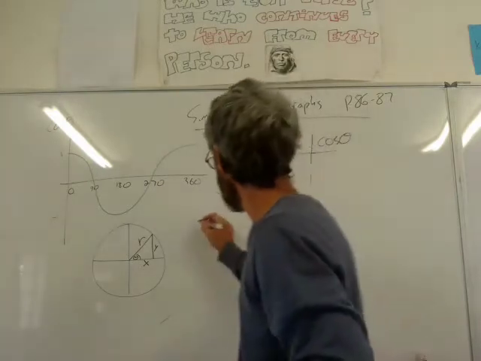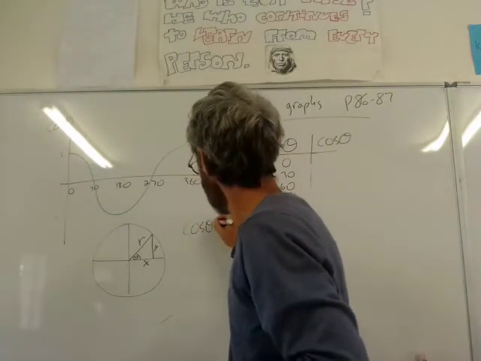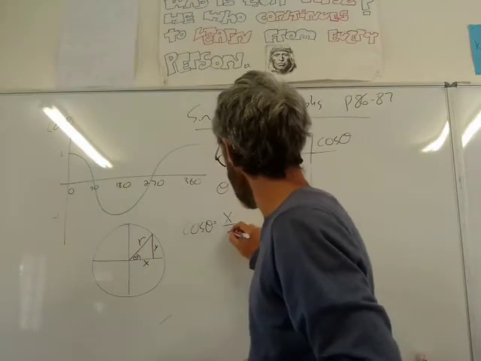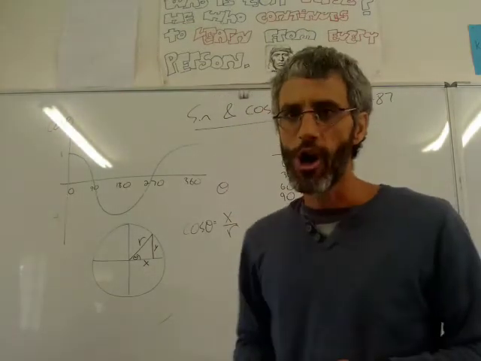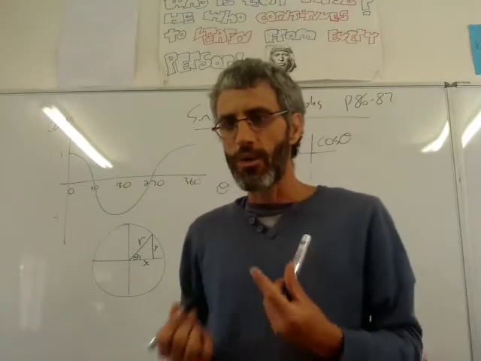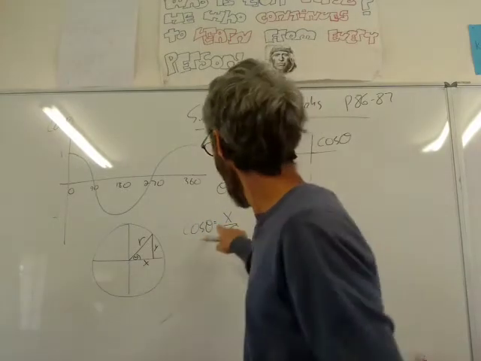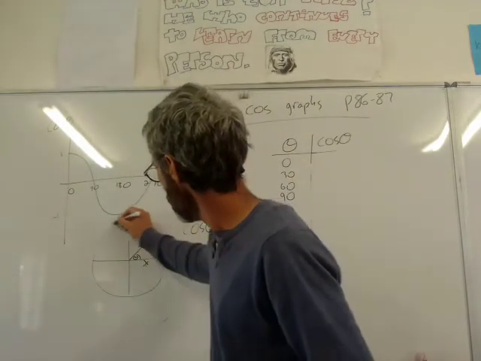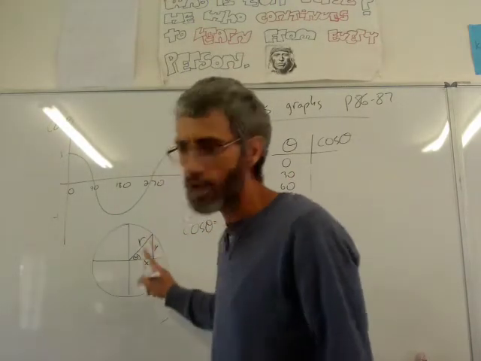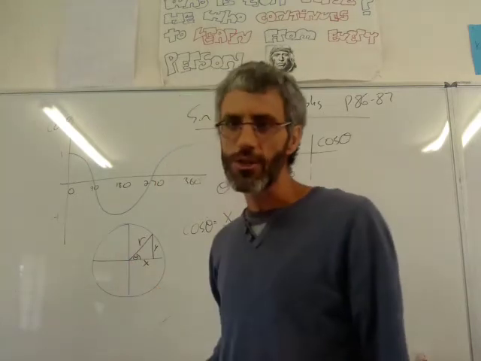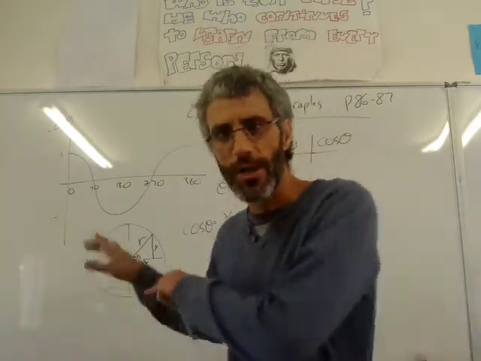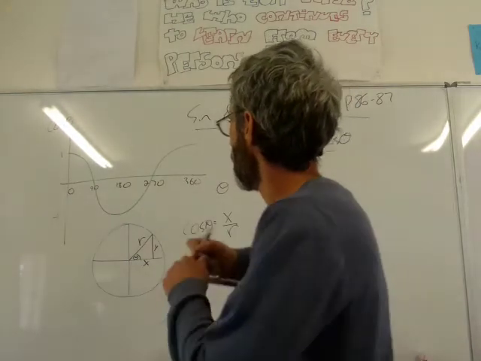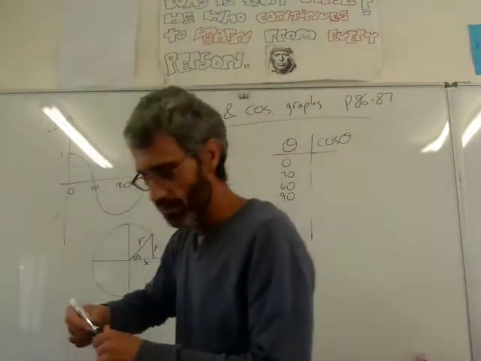Okay? Now cosine theta is the adjacent over the hypotenuse. So now it's not the y-coordinate, it's the x-coordinate over r. So to find out what cosine theta is, you need to always know what the x-coordinate is. Because as I move that point around the circle, the r doesn't change, the x changes. Also the y changes, but I'm not interested in the y because I'm doing the cosine.